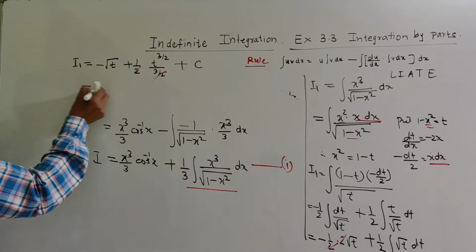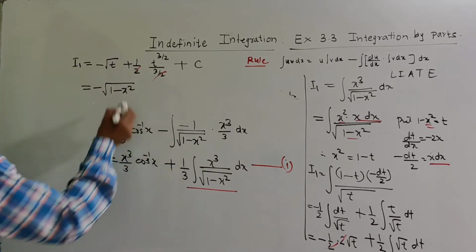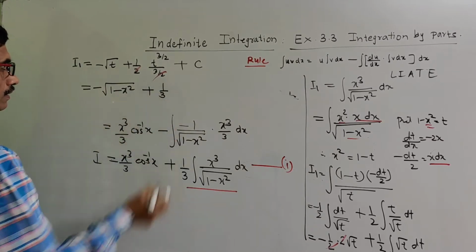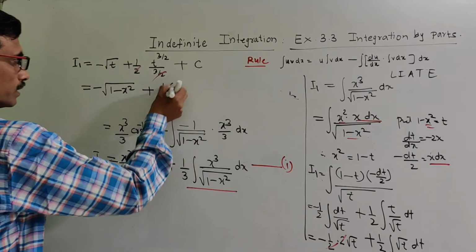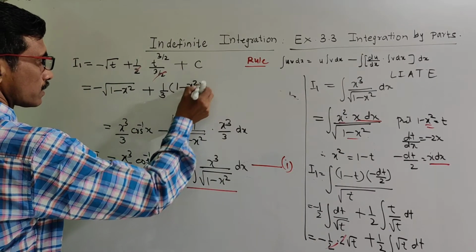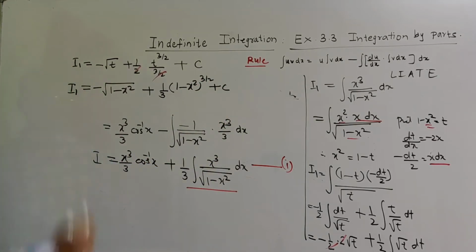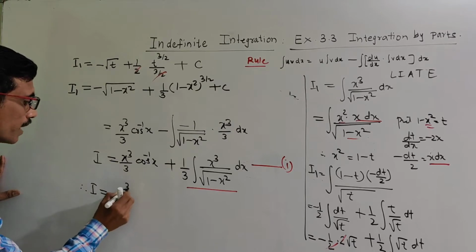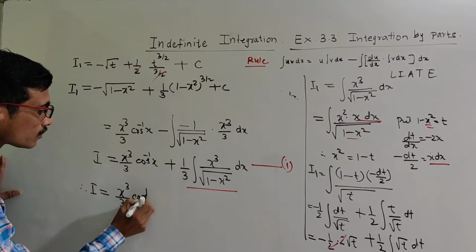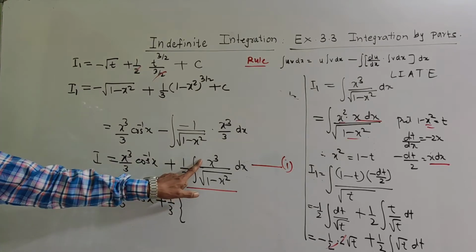So it is minus root of 1 minus x square plus 1 by 3. Again this t is 1 minus x square, so 1 minus x square raised to power 3 by 2, and plus c. This is I1. So therefore our required integral I is equal to x cubed by 3 into cos inverse of x plus 1 by 3 into this integral I1.